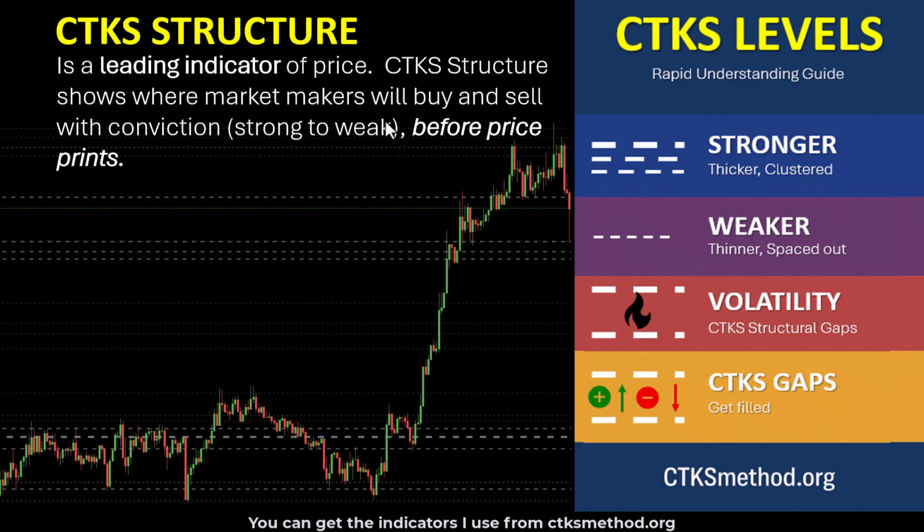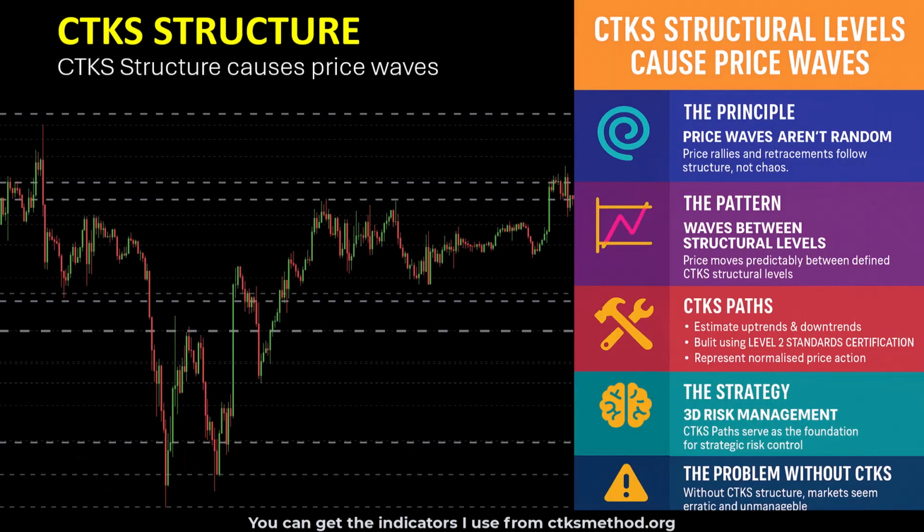The thing to understand, the weaker structure is always thinner and more spaced out. You get a lot of volatility inside CTKS gaps, up to the positive side and down to the negative side. And the key to always understand, these CTKS gaps get filled. And the wonderful thing, you know them ahead of time. Price is always moving in a wave. It's always going up and then down and up and down, and it's all about structure.